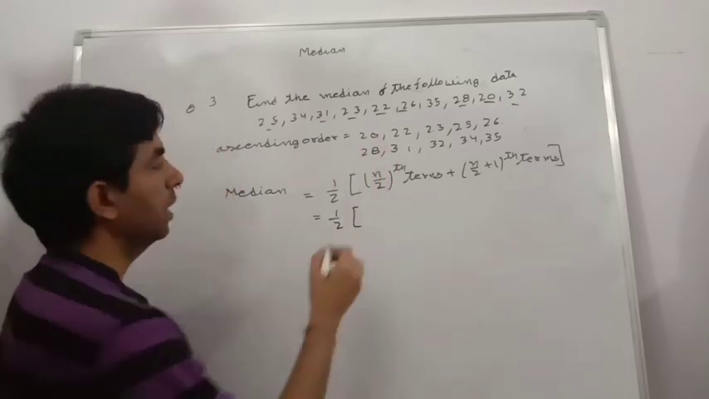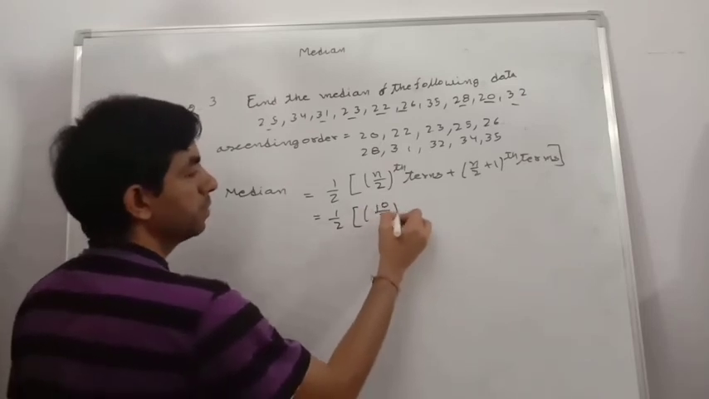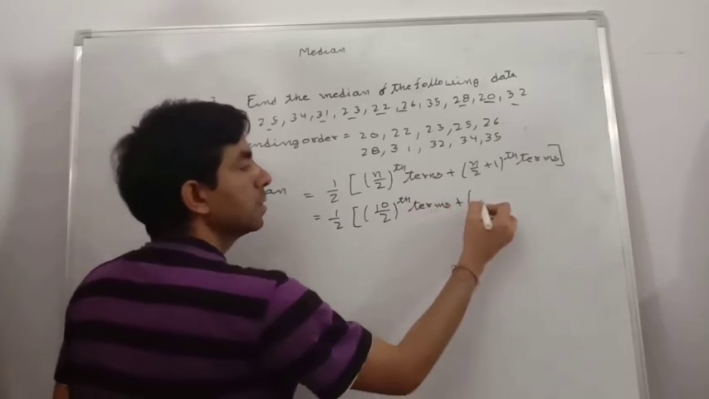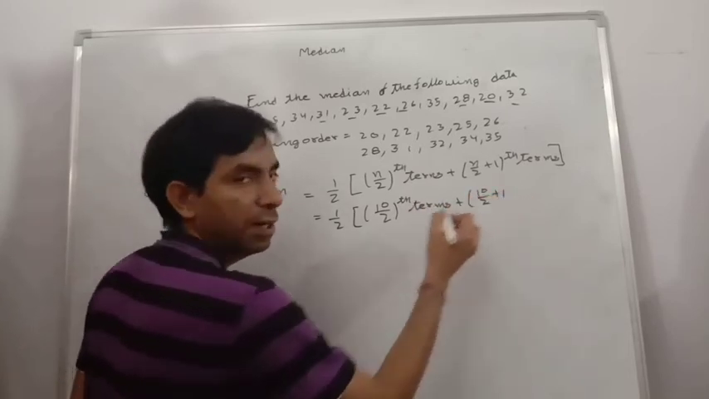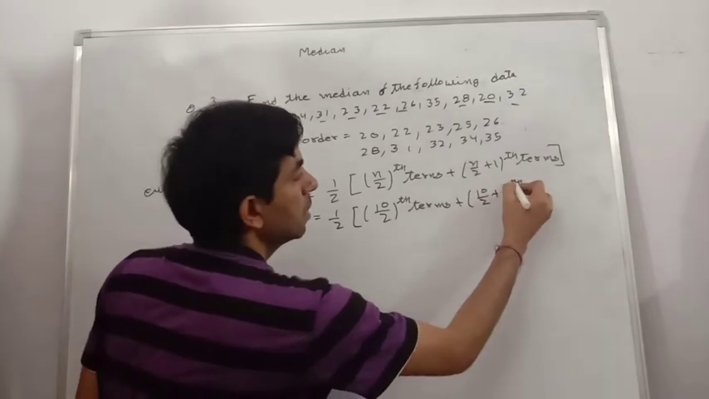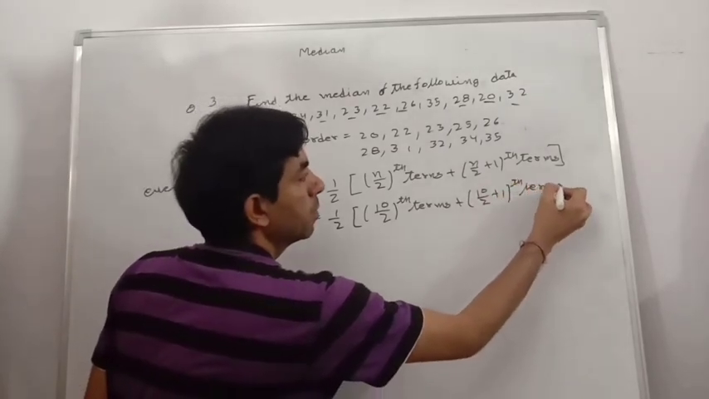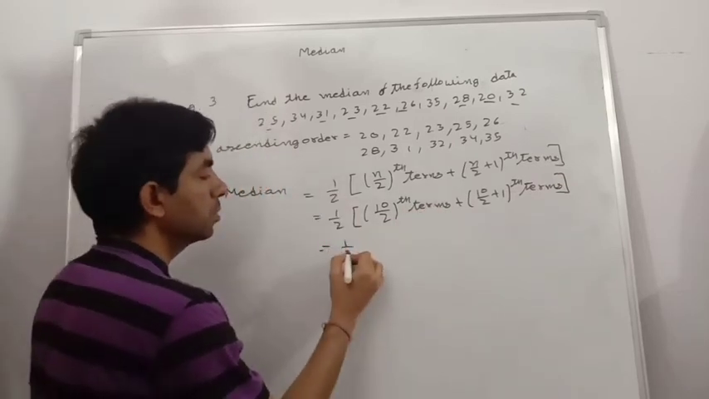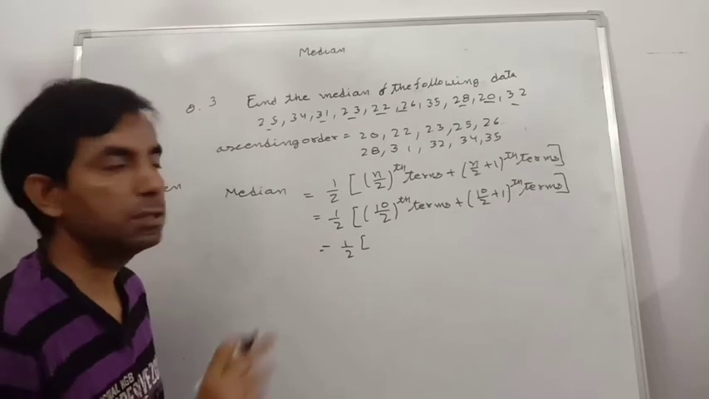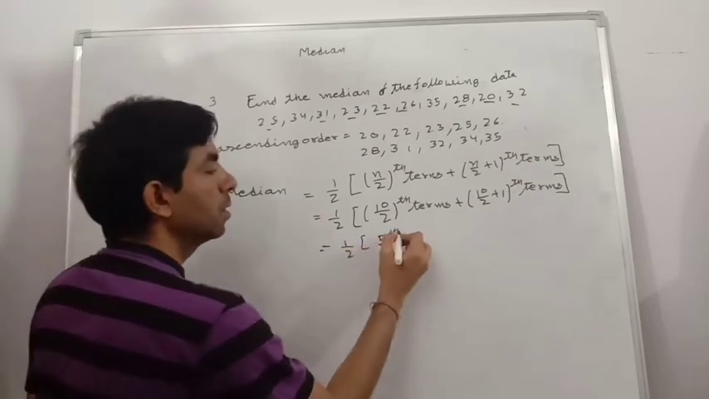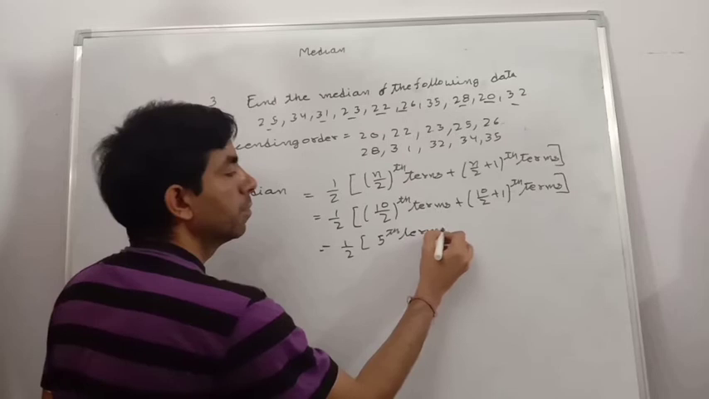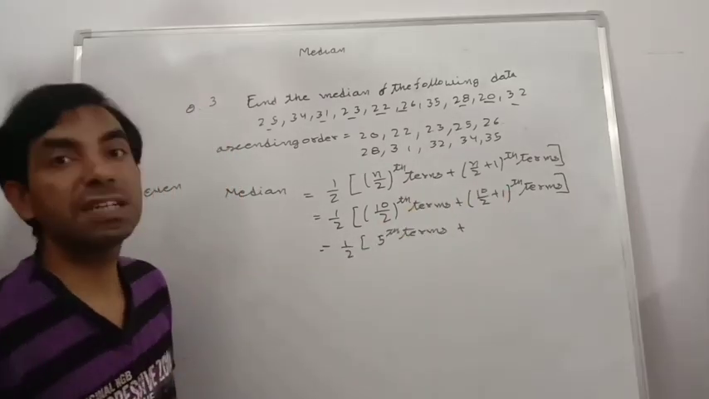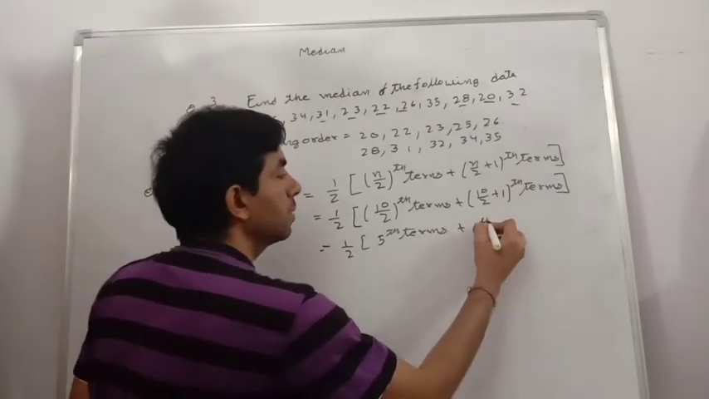Here the total number of terms is 10. So the 10 upon 2 th term plus the 10 upon 2 plus 1 th term. Now first, 10 divided by 2 is the fifth term. Here 10 upon 2 is 5. 5 plus 1 is the sixth term. So here comes the sixth term.